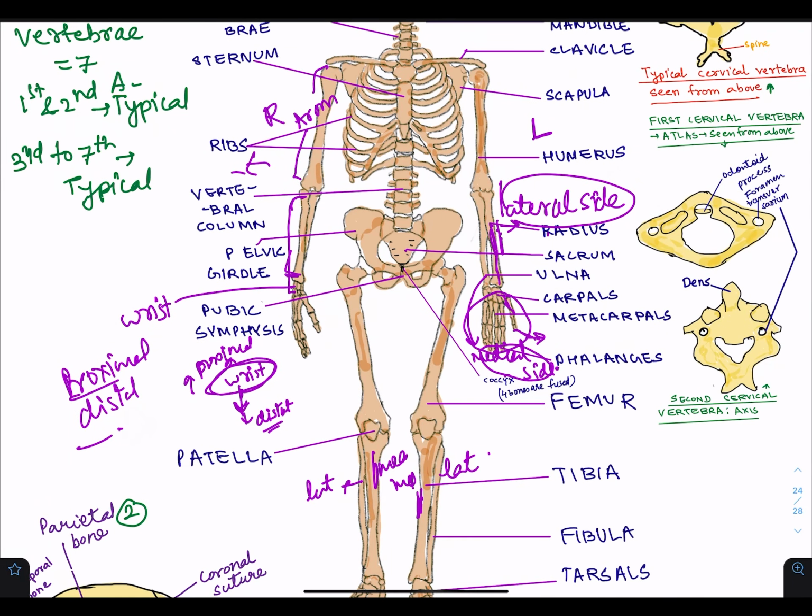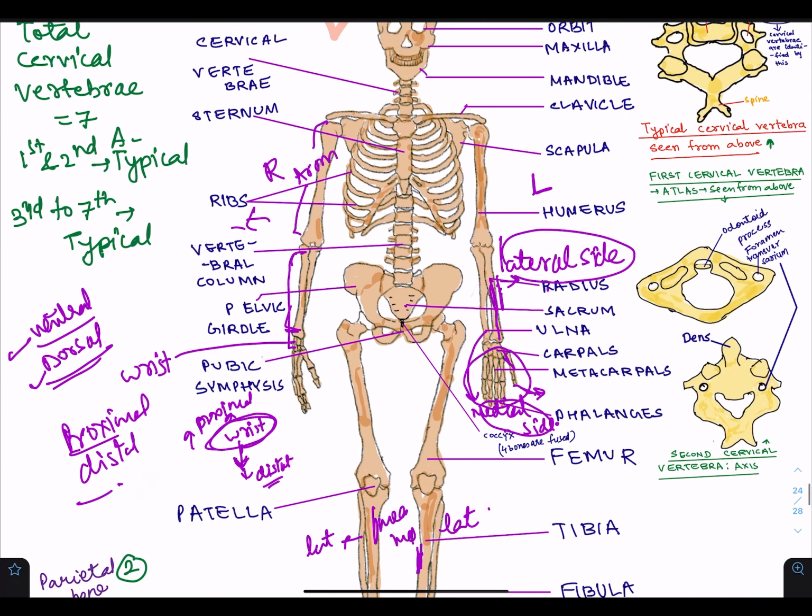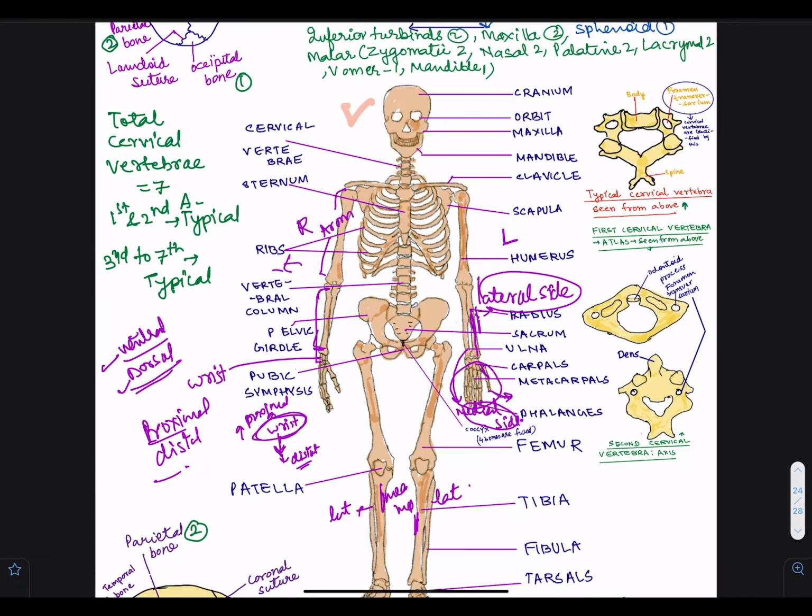Then there is one more term, that is ventral. What is ventral? Anything towards the abdominal cavity is ventral, and dorsal is towards our back side. This will apply to our back and the front abdomen. Abdomen will be ventral and the back will be dorsal. This will also apply to any other part while describing ventral and dorsal.